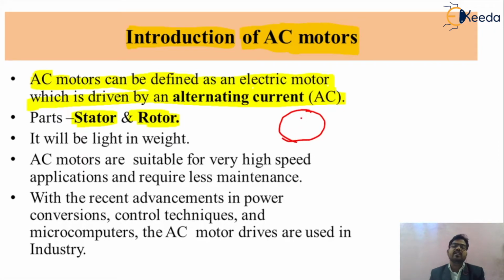So the stator is the outer periphery or the stationary part, and the rotor is the inner periphery part, which will be rotating. So friends, this is called the stator of your AC motor, and this is called a rotor. The name itself indicates its meaning. A rotor is a rotary part of your motor. Stator is a stationary part of your motor.